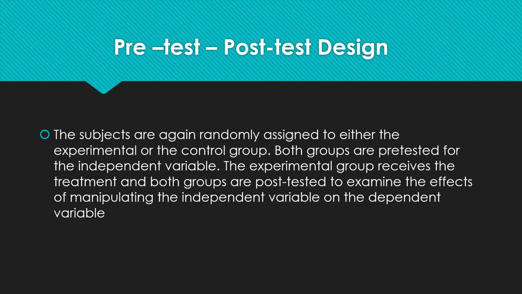Pre-test, post-test design. In regards to this type of design, the subjects are again randomly assigned to either the experimental or the control group. Both groups are pre-tested for the independent variable. The experimental group receives the treatment and both groups are post-tested to examine the effects of manipulating the independent variable on the dependent variable.